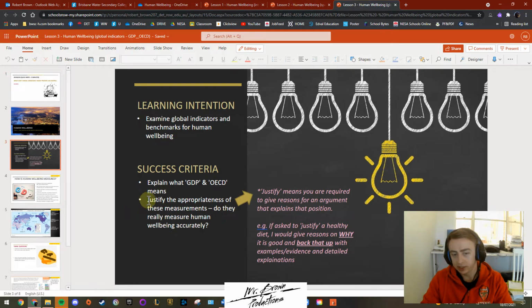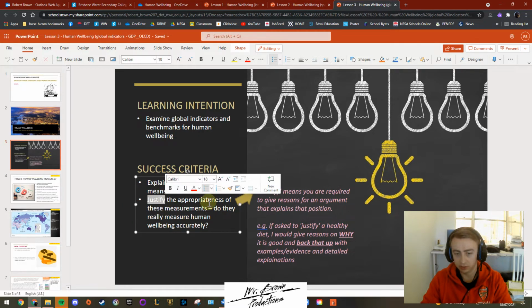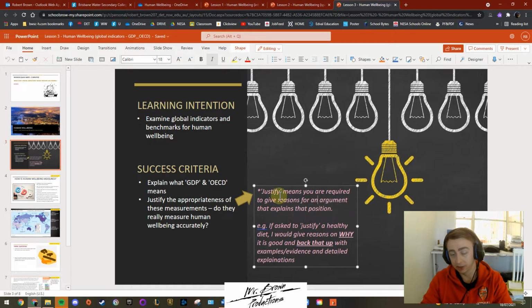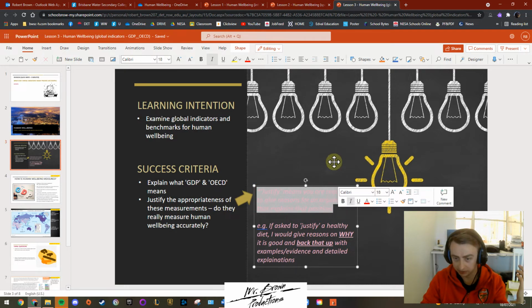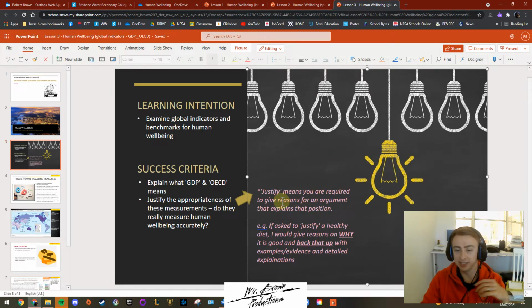Now we're just going to break down this word justify just to show what it means, and I want you guys to draw maybe a little arrow next to it and get this definition down. When you're asked to justify something, it means that you're required to give reasons for an argument that explains that position. Now, in layman's terms, you are being asked to prove why something is right. So you're trying to give different evidence or facts to prove that way of thinking.